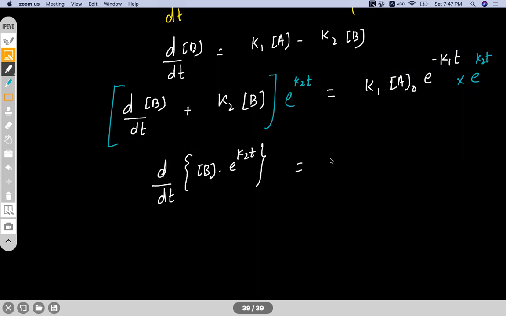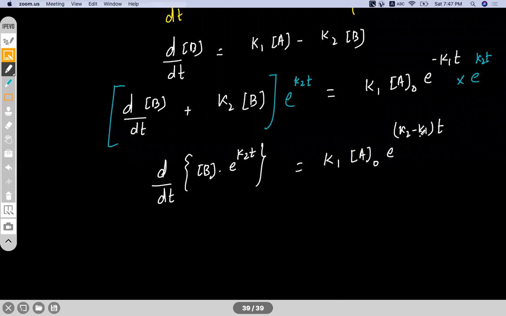And on the right hand side, see, maybe you find this derivation complex because there are so many terms, but the result that you get is a very small and beautiful result. You can easily memorize that expression. It's very symmetrical, you will see. So maybe the derivation has so many terms and you are finding it complex now, but the result is very simple and clean. This side, what we get? K1 A naught e to the power, what we can write? E to the power K2 minus K1 into T.